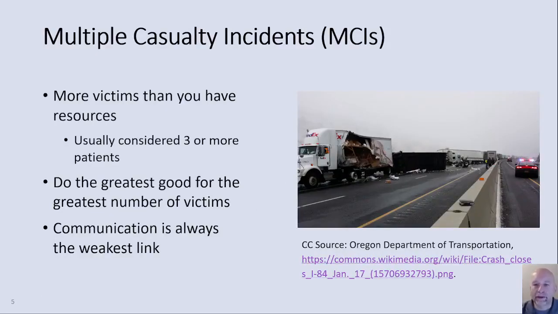A multiple casualty incident, we call it an MCI, is any situation where you have more patients than rescuers. So since it's usually you and your partner on an ambulance, if you were to show up at a single vehicle wreck that was a minivan with 5 injured folks in it, technically that would be considered a multiple casualty incident. You've got more patients than you have rescuers or resources on scene.